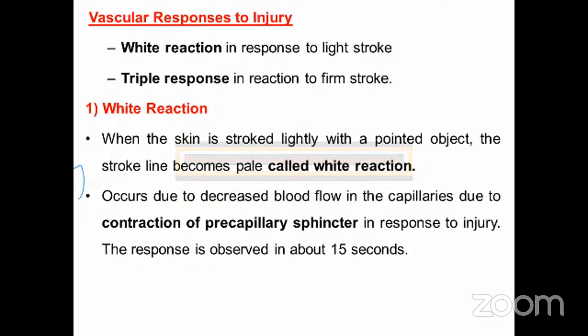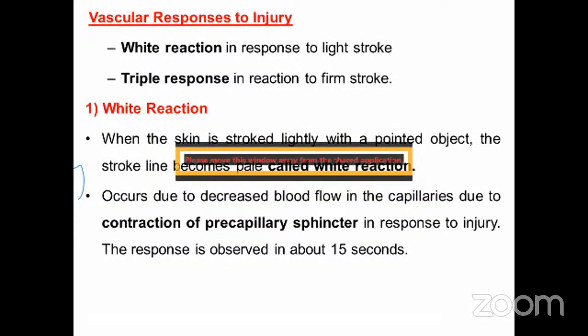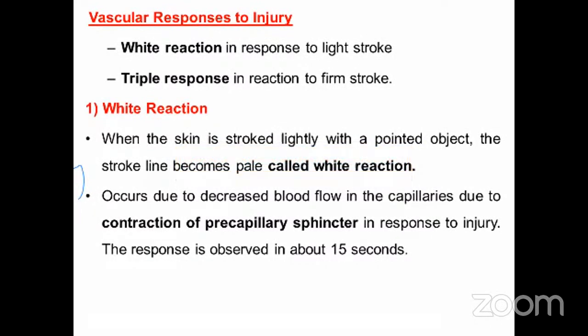If we stroke the skin with a pointed object and deeply, what happens? Injury will be there. A red line will occur and it shows three reactions. It is called a triple reaction. So first is the white reaction. When the skin is stroked lightly with a pointed object, the stroke line becomes pale or white. We can see the white line. It is called a white response.